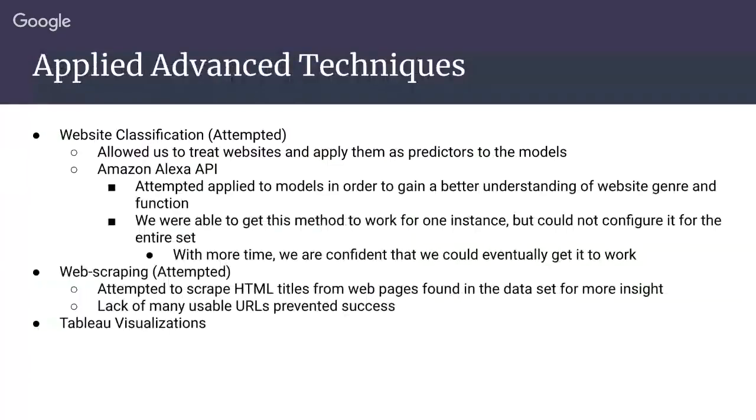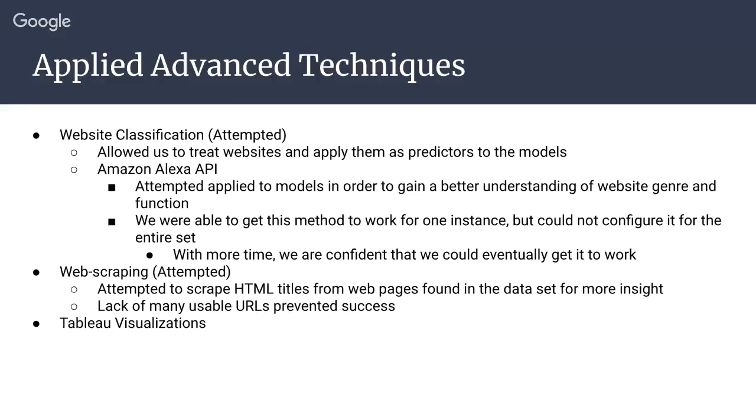Okay, now I'm going to talk about the advanced techniques that we applied to our models in order to make them more accurate. We attempted to classify our website column by genre, so separating them into news websites, social medias, etc. In order to do this, we began to explore the Amazon Alexa website, which provides this type of information. So we wanted to pull from their API in order to gain the information, and while we were able to successfully do this one time, it was not replicable.